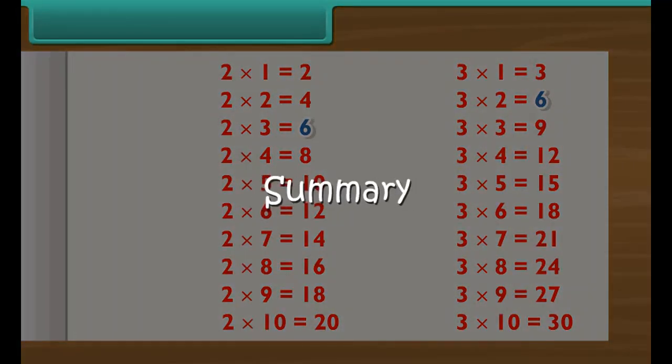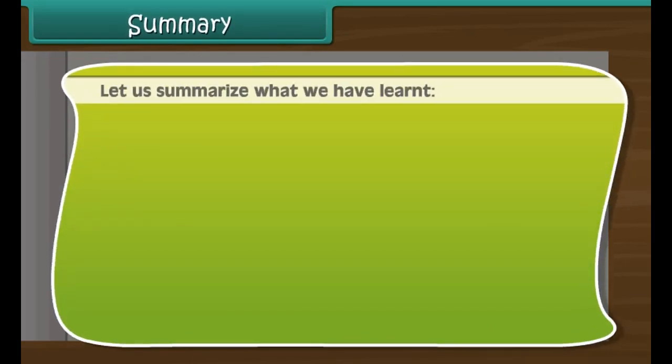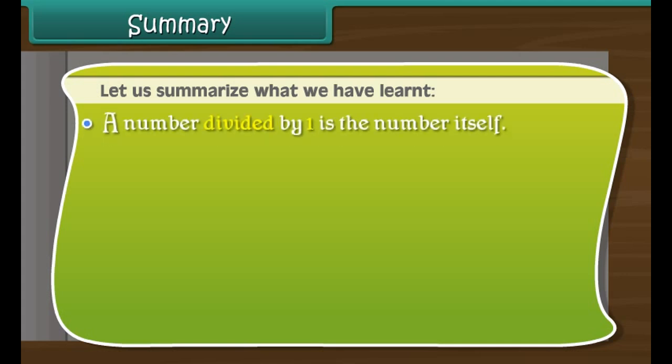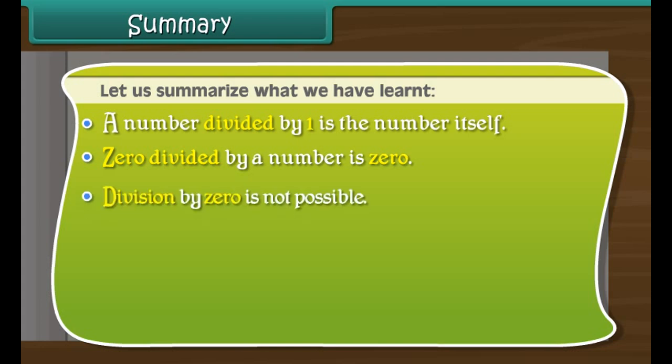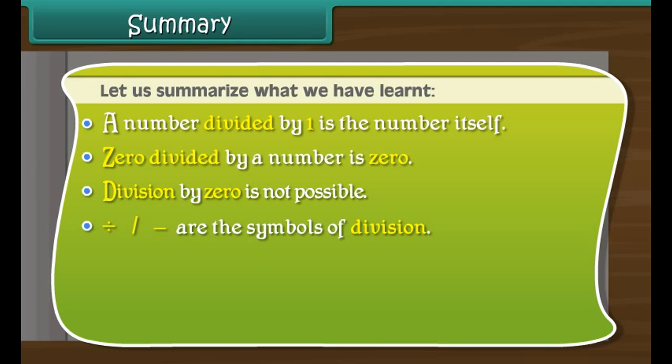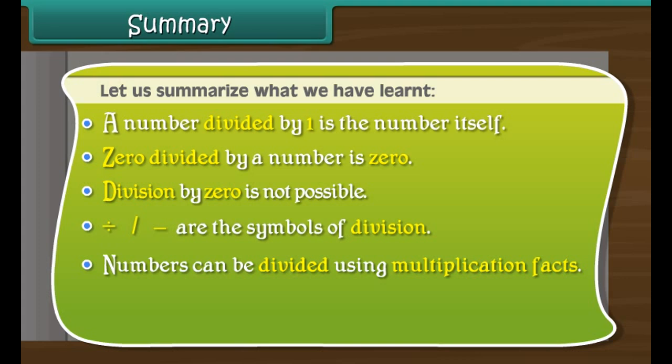Summary. Let us summarize what we have learned. A number divided by 1 is the number itself. 0 divided by a number is 0. Division by 0 is not possible. These are the symbols of division. Numbers can be divided using multiplication facts.